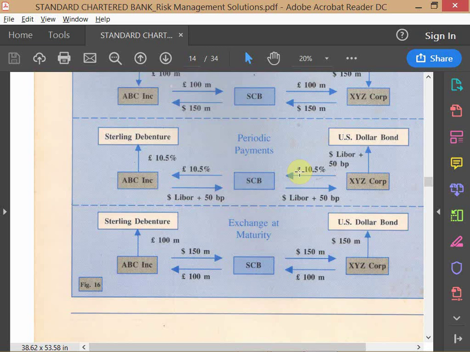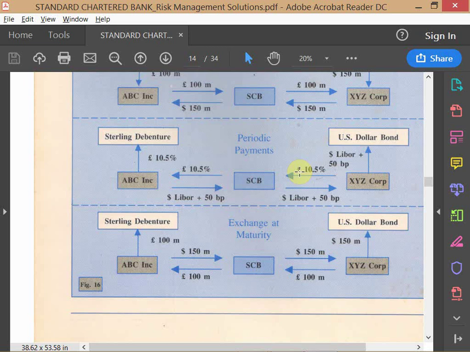So what is their hedge position? The hedge position is the swap. The position in the swap where they are paying fixed rate sterling and receiving floating rate dollars. So these two flows will cancel out, and you will be left with the fixed rate sterling. Is this clear? Okay, so this is the hedge.